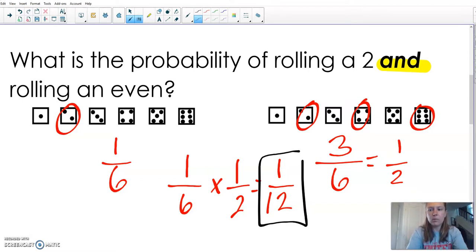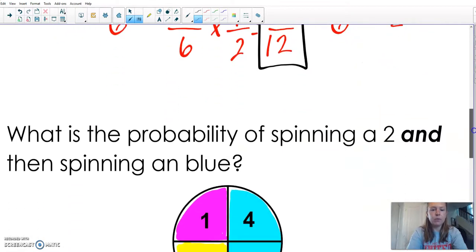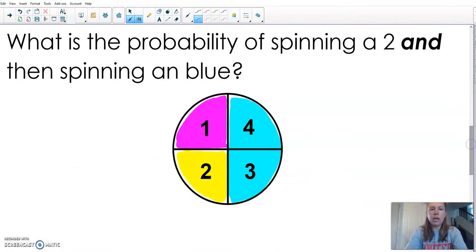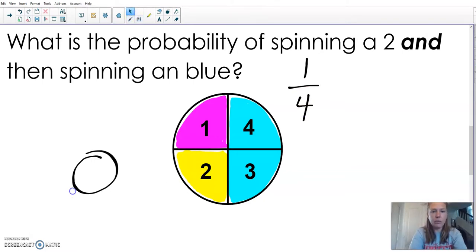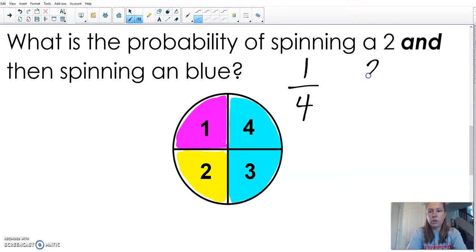Okay. Move on to the next example. What is the probability of spinning a 2 and then spinning a blue? Okay, well, let's start with spinning a 2 first. There's only one 2 out of 4 numbers. Now let's talk about spinning a blue. There's how many blues? We see 2. Well, there's 2 blues out of 4 total sections.